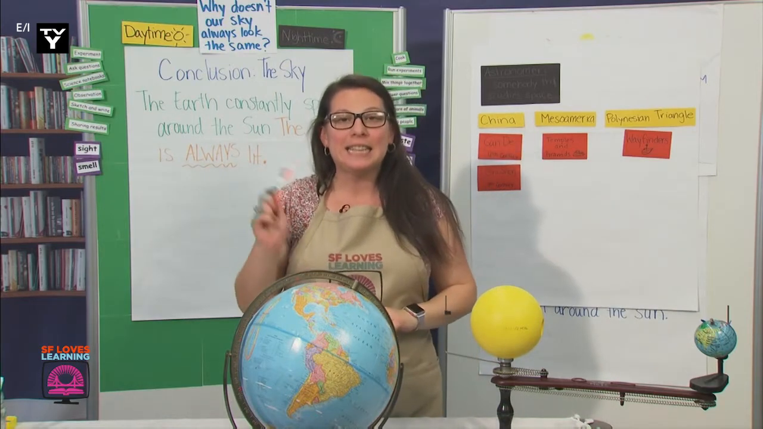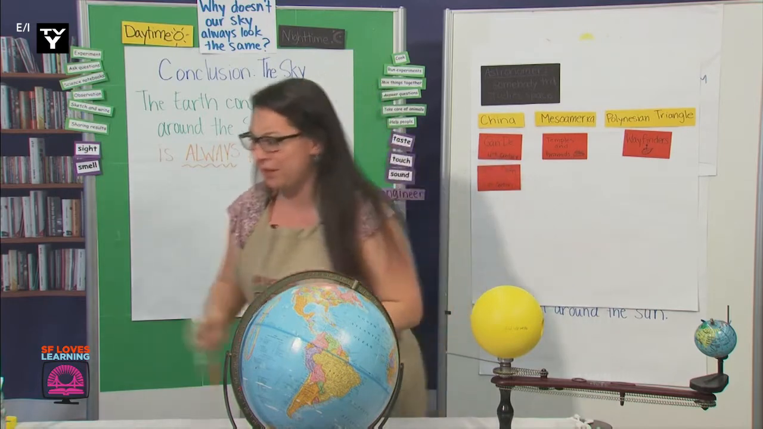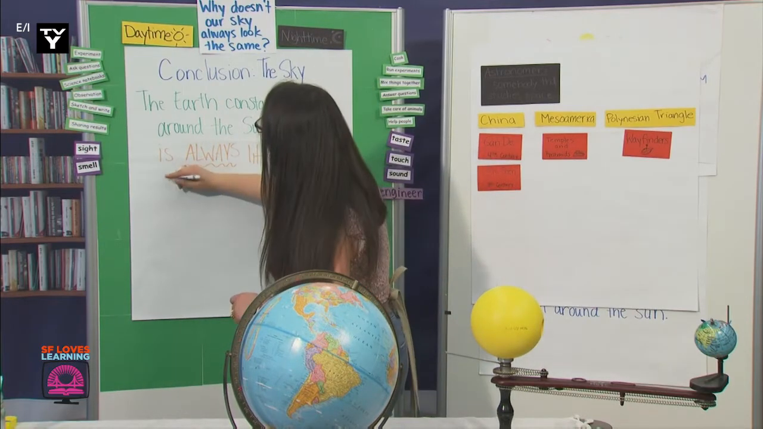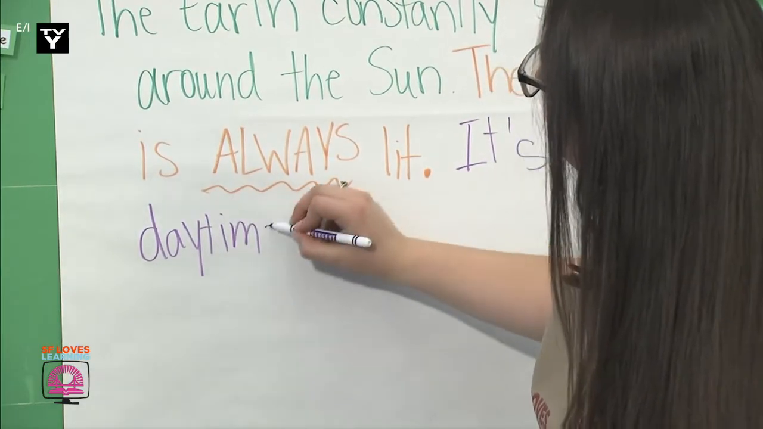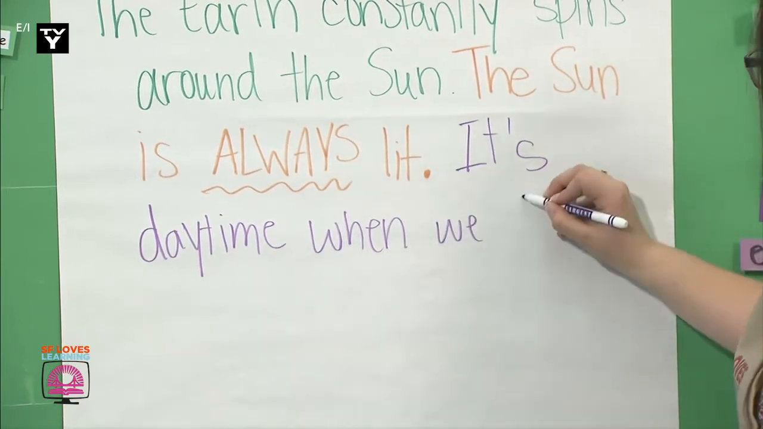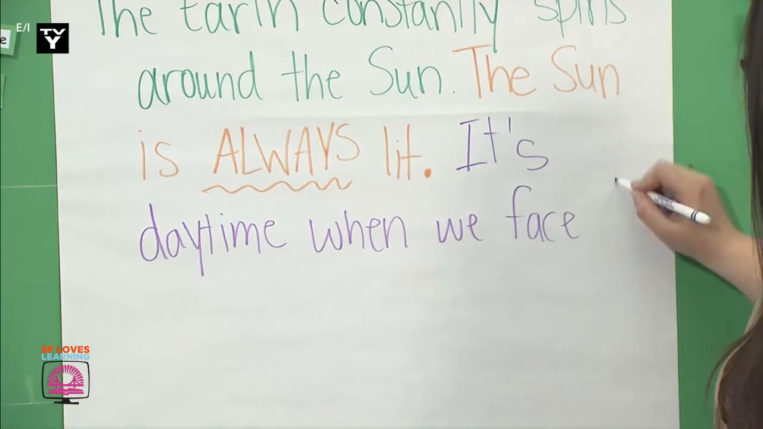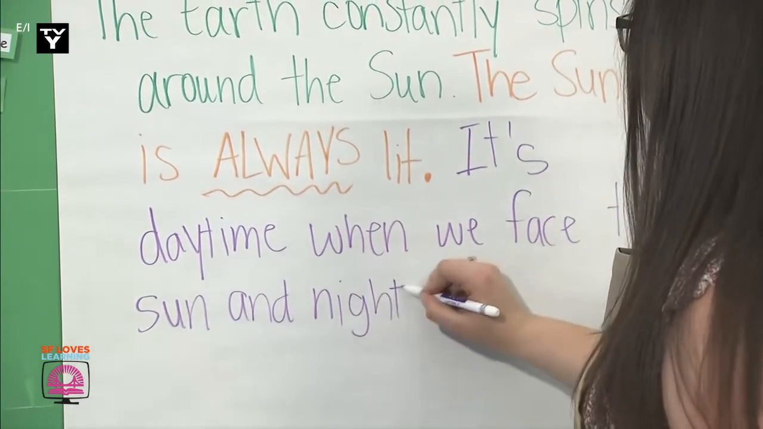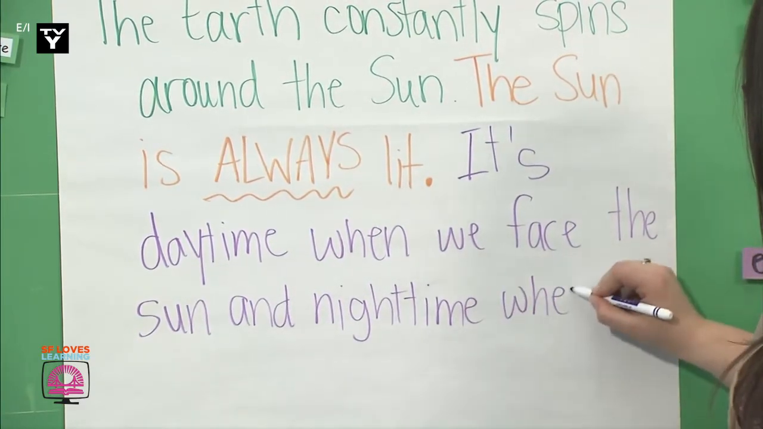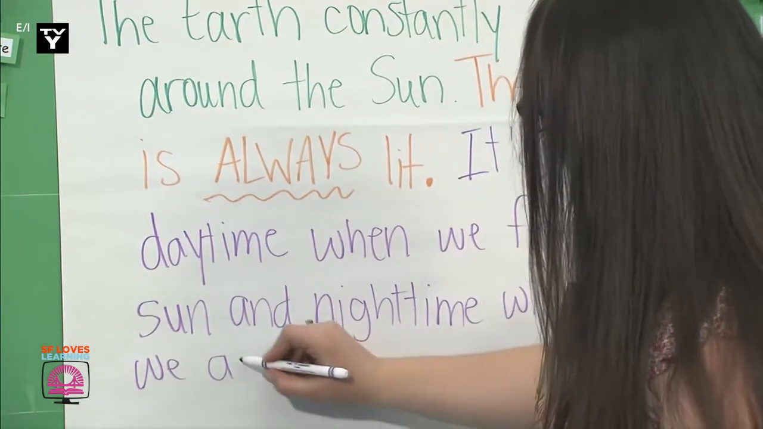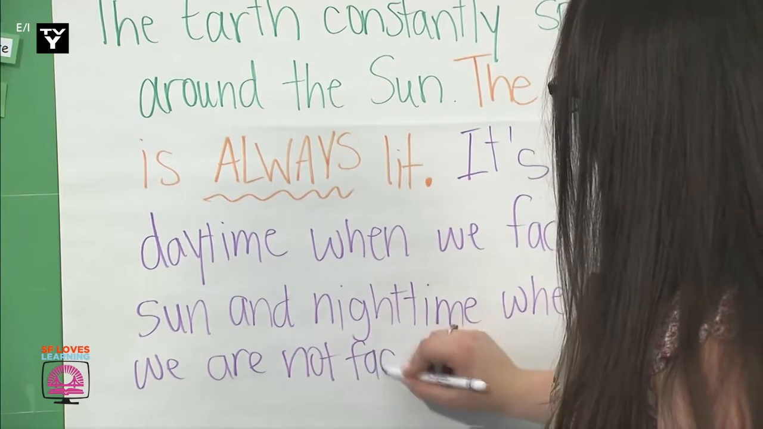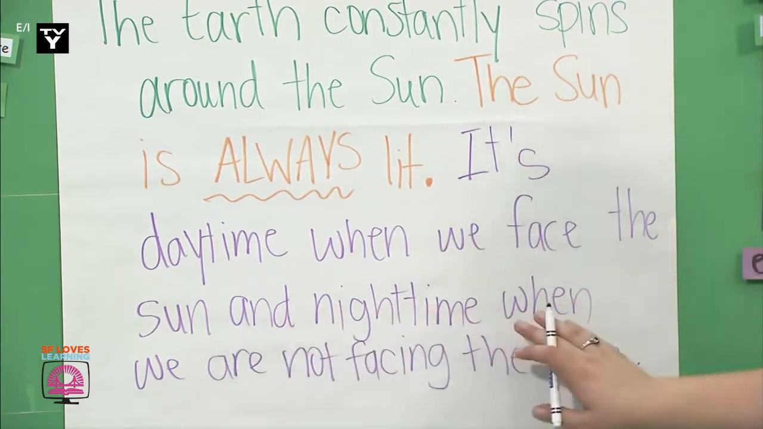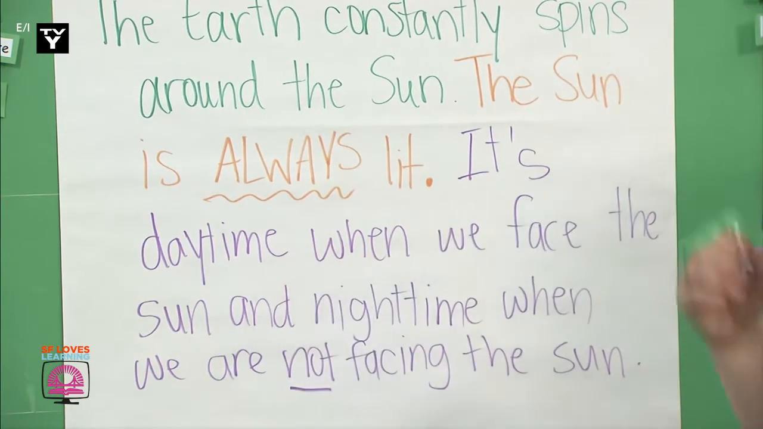Ah, yes. We said that it's daytime when we face the sun and nighttime when we don't. Let's get that written down. Daytime when we face the sun. It's daytime when we face the sun, and nighttime when we are not. All right, and we are not facing the sun. It's daytime when we face the sun and nighttime when we are not facing the sun. Let's underline not. There we go.